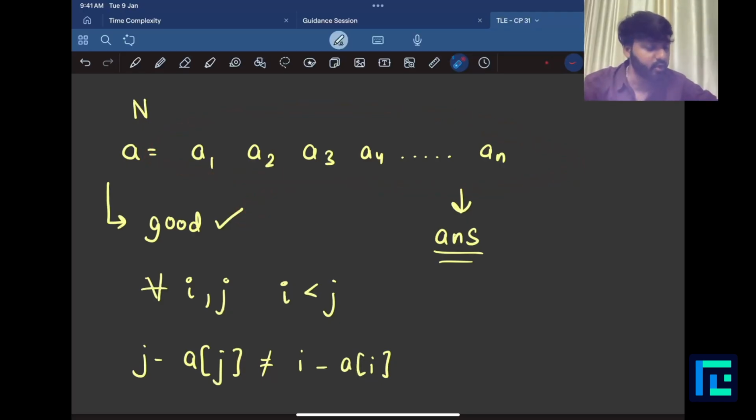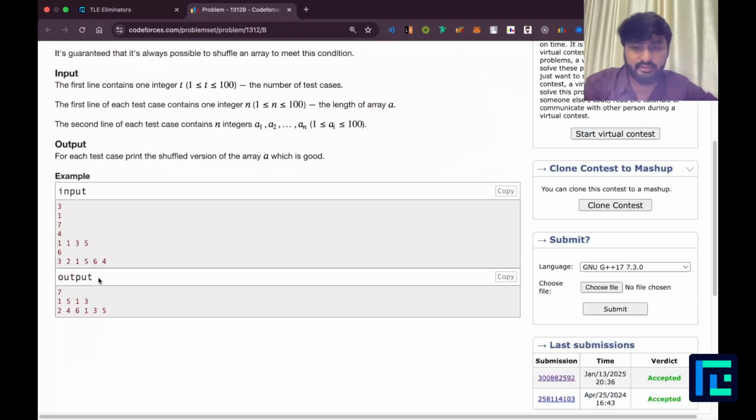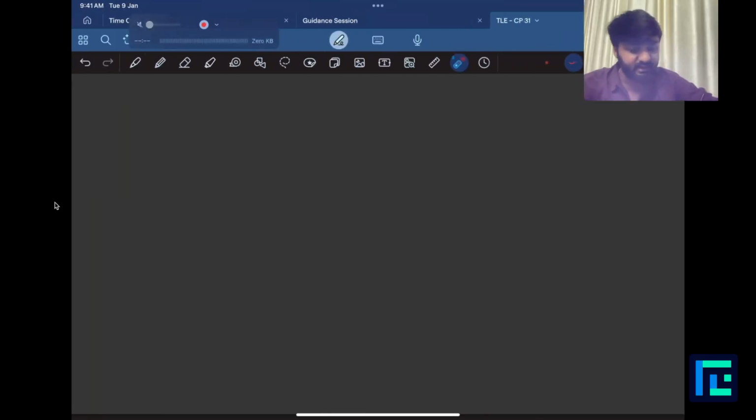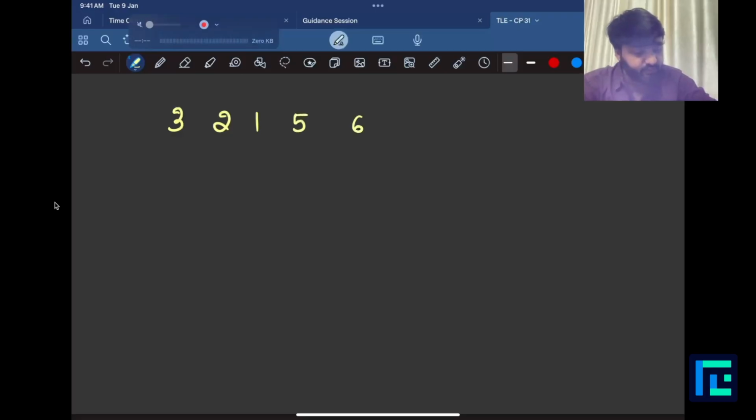All right, great. I hope we are clear on the problem. Let us quickly look at one of the cases and see how we can do this. Let's pick up the last case. They have actually given you an answer, so we'll also verify that part. Let's say the array right now is 3, 2, 1, 5, 6, and 4. Let's mark the indices, 1, 2, 3, 4, 5, 6. I've just done 1-based indexing. Even for 0-based indexing, it doesn't matter.